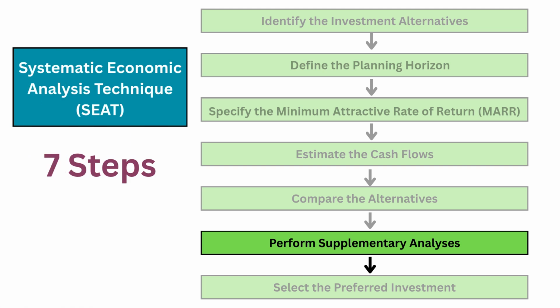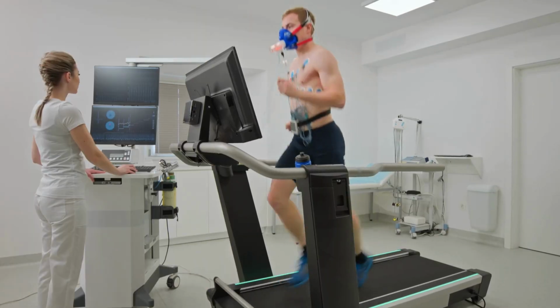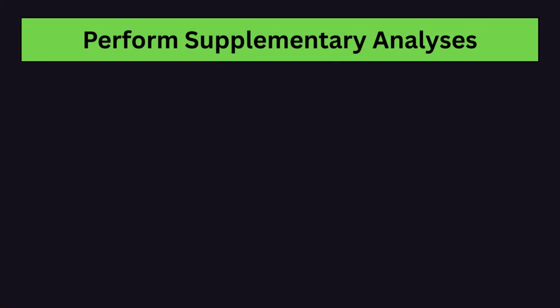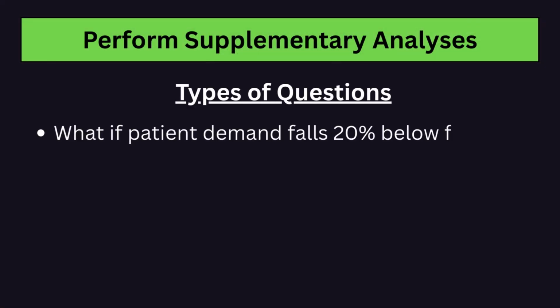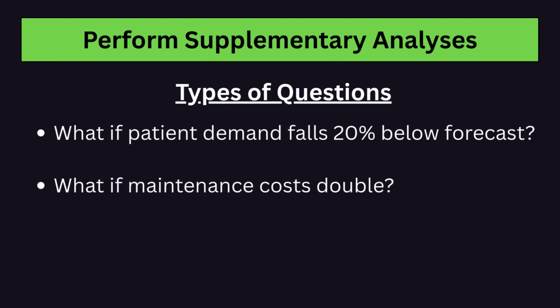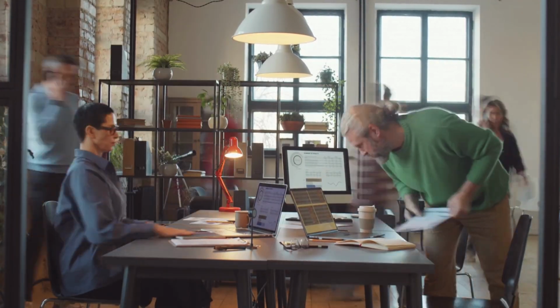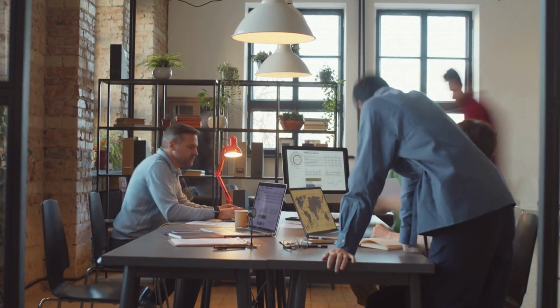Step 6. Perform supplementary analyses. Now stress test your assumptions with sensitivity and risk analysis. For example, the hospital asks, what if patient demand falls 20% below forecast? What if maintenance costs double? What if discount rates rise from 6% to 8%? By modeling these scenarios, analysts see whether the preferred choice still holds. Real-world conditions shift constantly. Supplementary analysis ensures resilience under uncertainty.